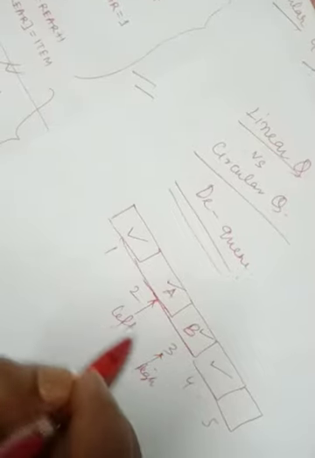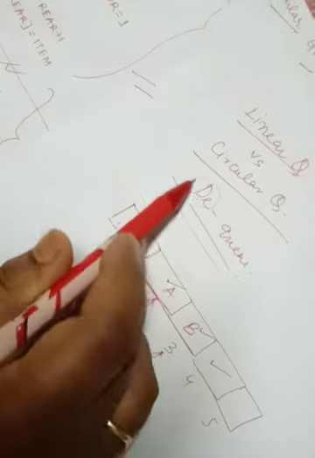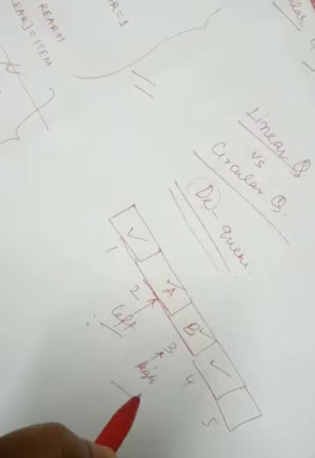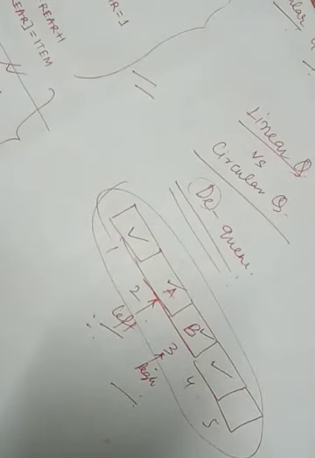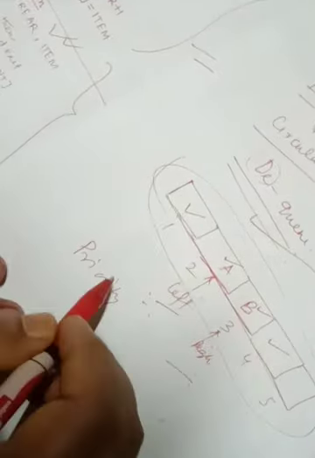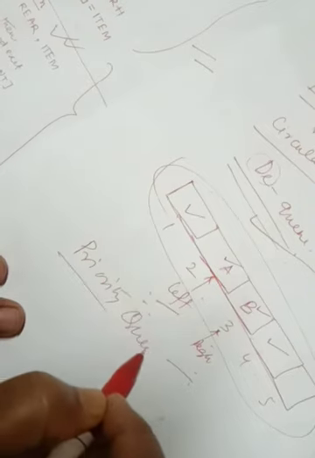The term DQ is a contraction of the name double-ended queue. A DQ can be implemented or maintained using a circular array or circular queue, with a left pointer and a right pointer, which are the two ends of the DQ. So this is an example of a double-ended queue. For DQ you simply go through the definition only.